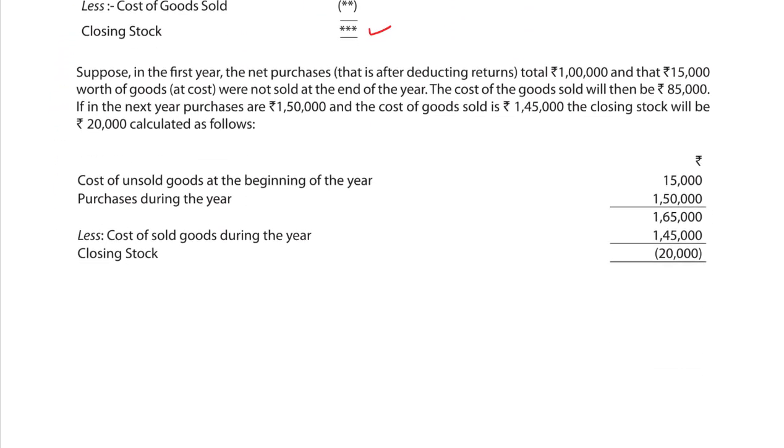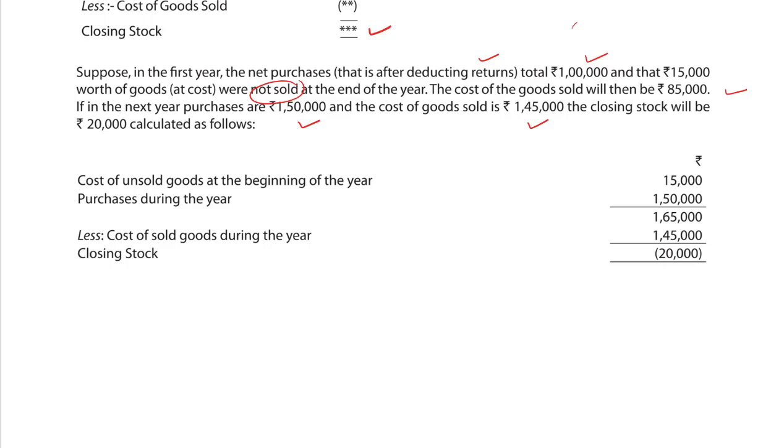Suppose in the first year, the net purchases, that is after deducting purchase return, total 1 lakh rupees and 15,000 worth of goods at cost were not sold. That is, it is closing stock at the end of the year. The cost of goods sold will then be 85,000, that is 1 lakh minus 15,000, the closing stock, equals COGS 85,000.